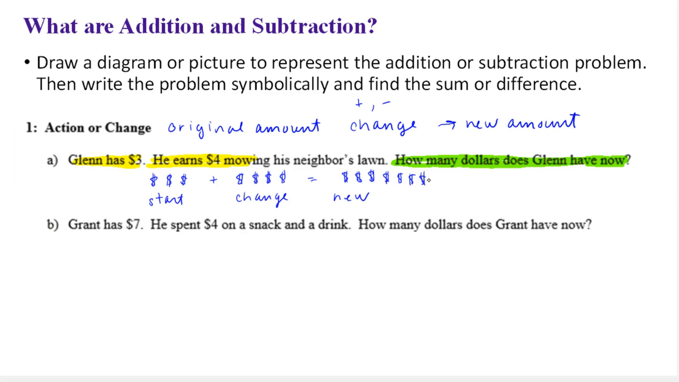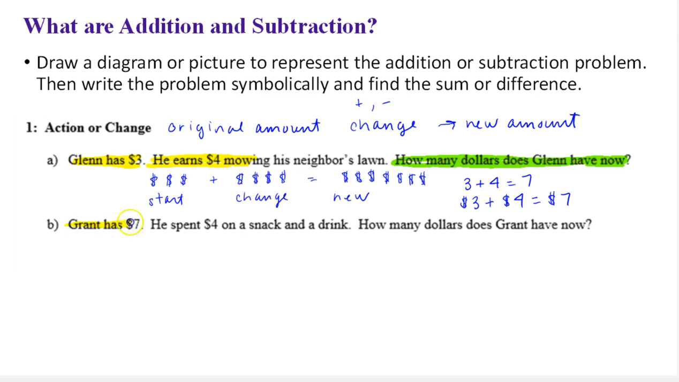Okay, so symbolically, we would write this as 3 plus 4 equals 7. Okay, and sometimes we also like to use units so we know that we're using the correct values. So $3 plus $4 equals $7. So Glenn now has $7. Okay, again, I know this was probably pretty easy, but really think about this structure. So let's look at the next one.